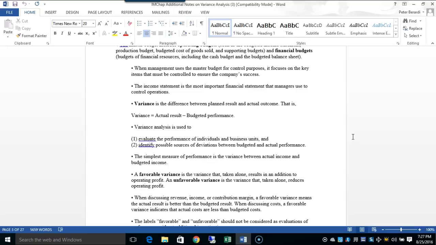Conversely, an unfavorable variance would be when our costs exceed budget. When we're analyzing revenue, it's the other way around. When revenue is greater than budget, it's favorable. When revenue comes in less than budget, it's unfavorable.